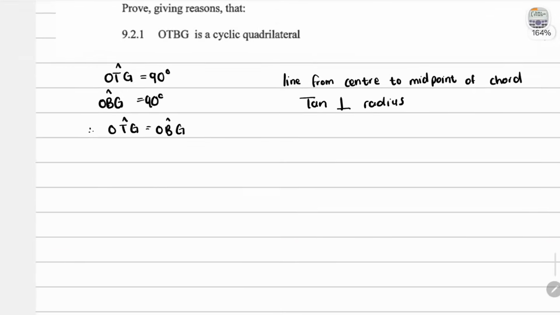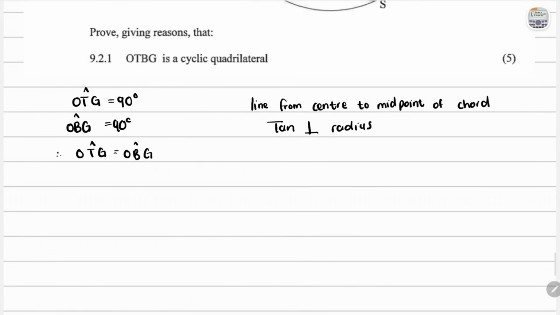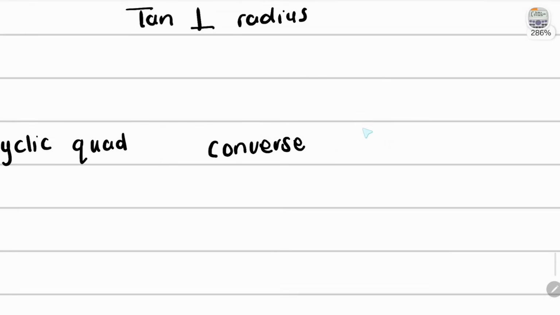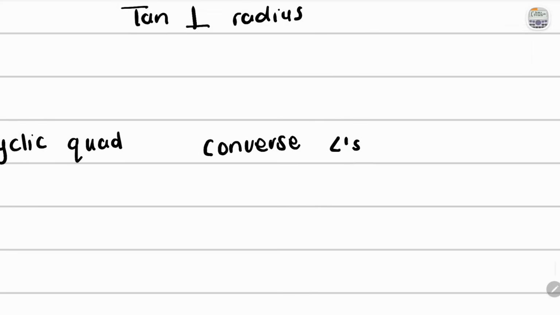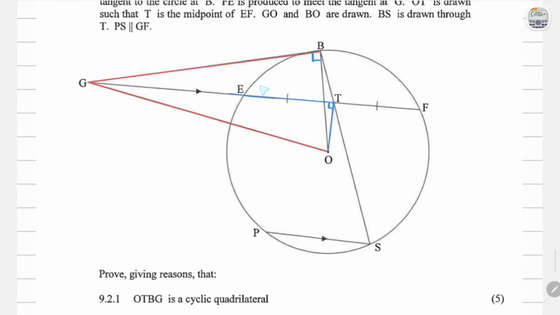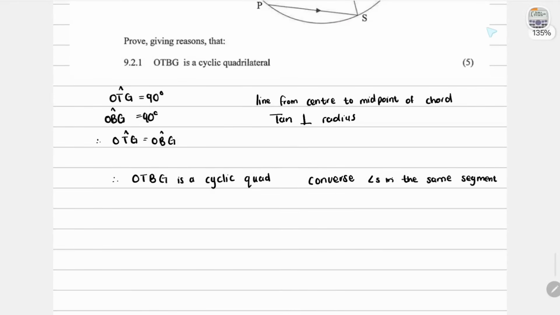And so that would prove that that is a cyclic chord because we had angles in the same segment that were equal. So OTBG is a cyclic chord. And the reason we can actually give is it's the converse of that theorem. So we'll tell them it's the converse of angles in the same segment. Okay, and remember it is the converse because they didn't tell us that this was a cyclic chord. We had to prove to them that it's a cyclic chord. So because the angles in the same segment are equal, it is therefore a cyclic chord. Okay, and that is our answer. Moving on to the next question.